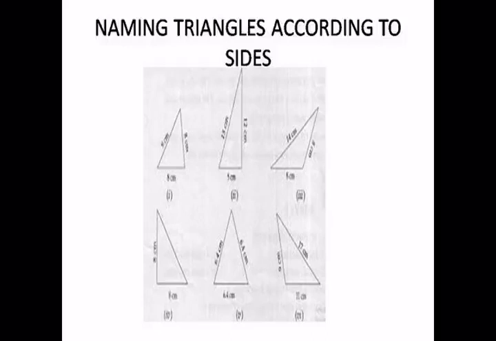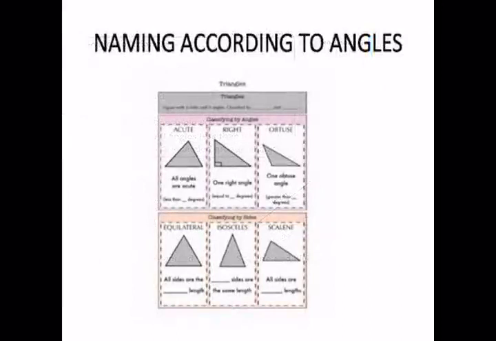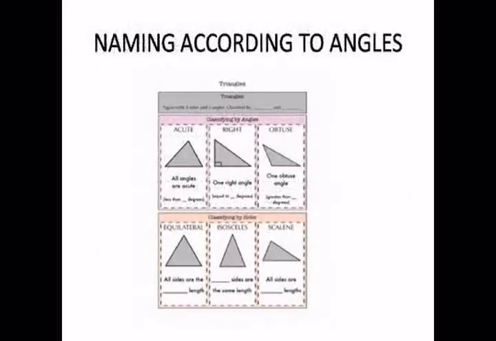And similarly, we can take another paper, we can cut scalene triangles, and the students can do self-activity according to sides. And similarly, according to angles, we can name: if 3 angles of a triangle are acute, it is an acute angled triangle. So if you measure these 3 angles, they will be less than 90 degree. We can name it as acute angled triangle.